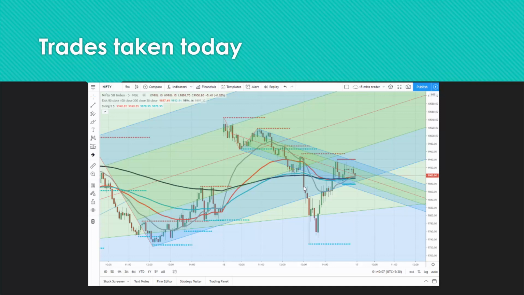What we should have done is book partial profits over here, and either traded again or booked some profits over here. One trade over here has given us 6 points, and the next trade over here has given us closer to 60 points. So you can see if you buy options based on technicals, you can make better returns.